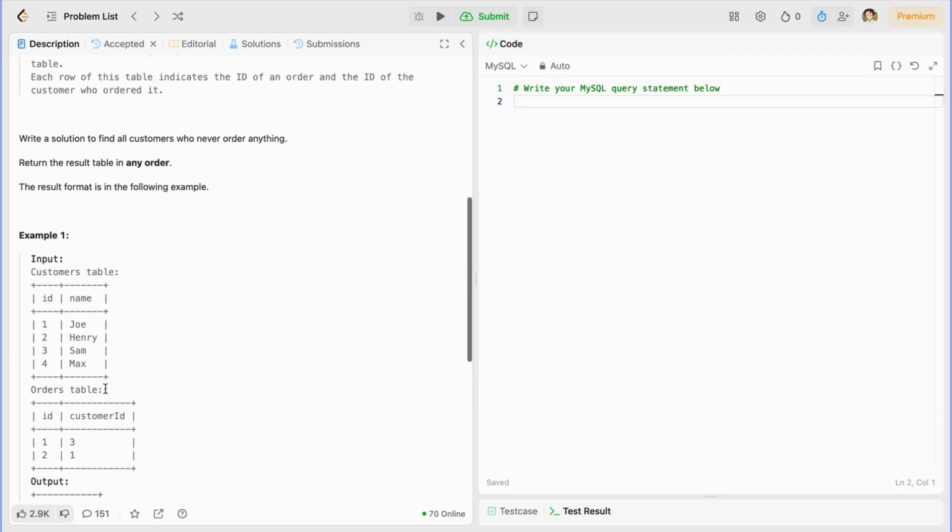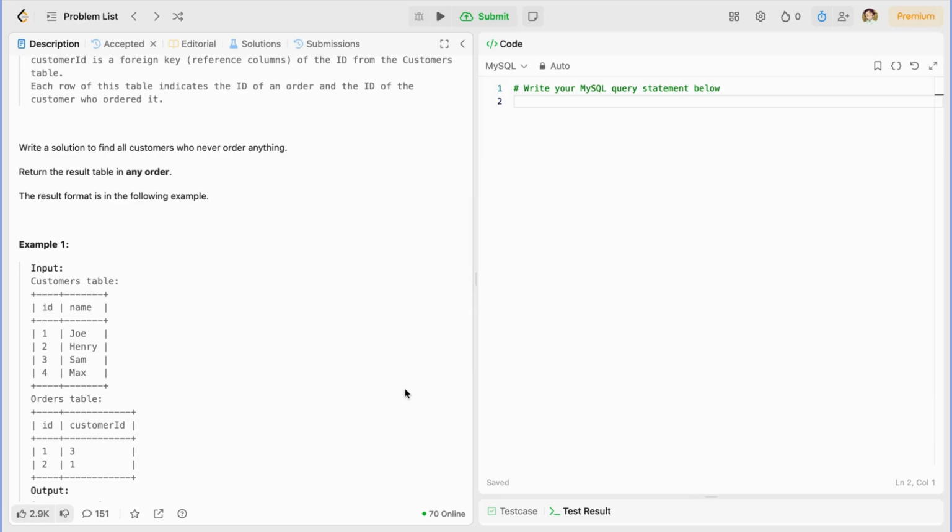So yeah, let me explain to you the first way how we can solve this question, which is very simple. What we can do is we can perform a join between the customers table and orders table. And what kind of join can we perform, because there are different kinds of join: left join, right join, inner join, outer join, right? So in this question we are going to use left join.